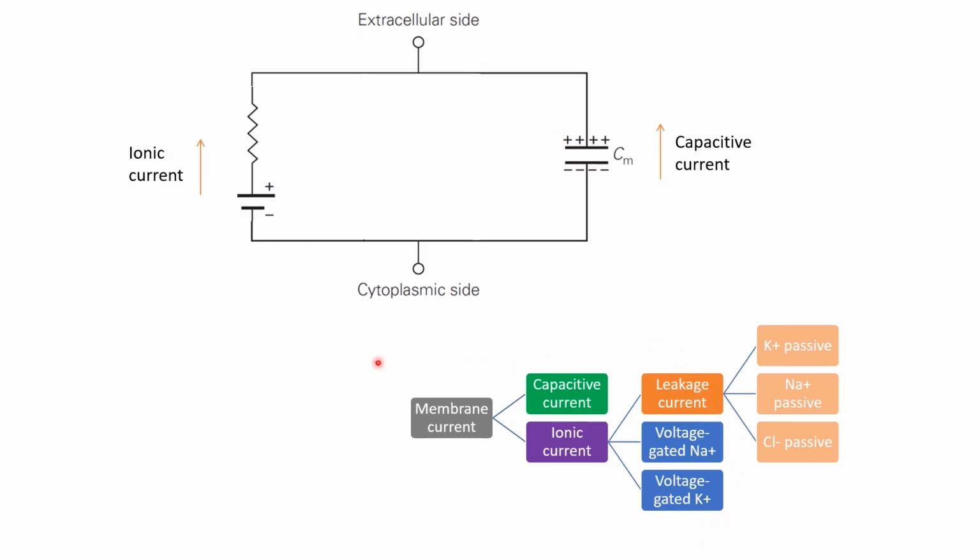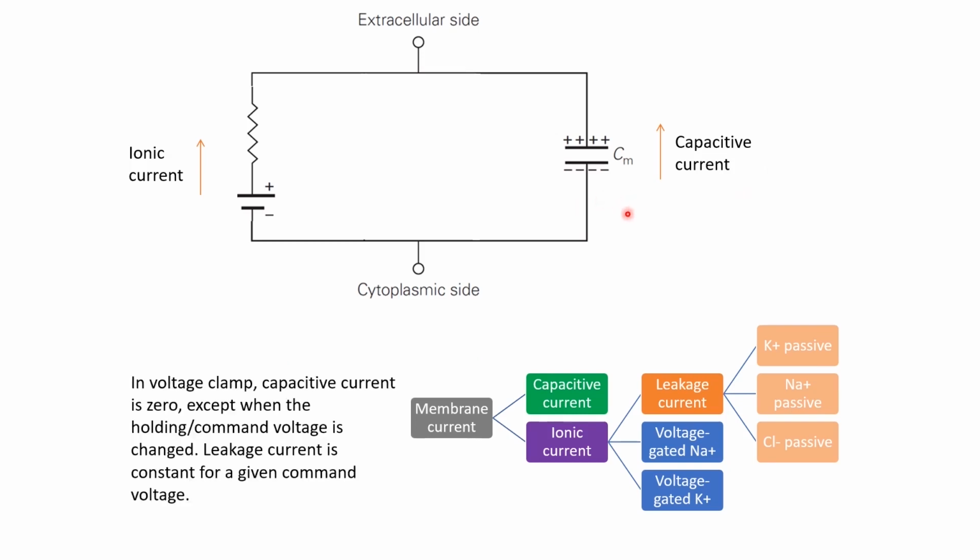Now, as we just discussed, the capacitive currents are there only when the membrane potential is changing. And in the case of voltage clamp, because we keep the membrane potential fixed at a particular value at the command potential, once the voltage has reached the command potential, then the capacitive current will be zero. Only when the voltage is changing from one command potential to another, in that brief transition period, there will be some capacitive current. But once the command potential is reached and it is maintained for some time, then the capacitive current will be zero in that duration.